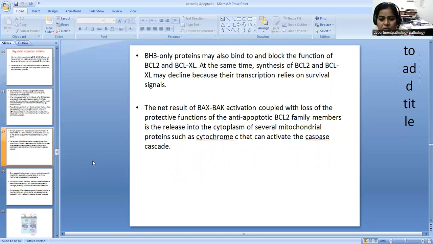BH3-only proteins may also bind to and block the function of BCL2 and BCL-XL. At the same time, synthesis of BCL2 and BCL-XL may decline because their transcription relies on survival signals. The net result of BAX-BAK activation, coupled with the loss of the protective functions of the anti-apoptotic BCL2 family members, is the release into the cytoplasm of several mitochondrial proteins, such as cytochrome C, that can activate the caspase cascade.